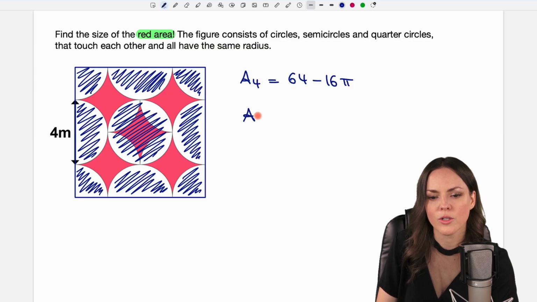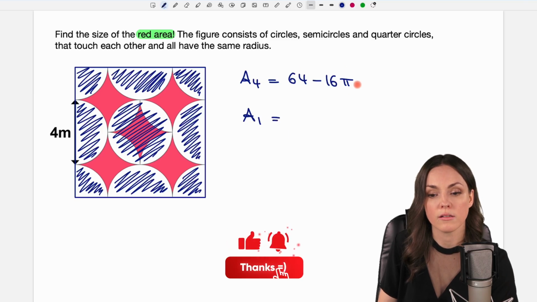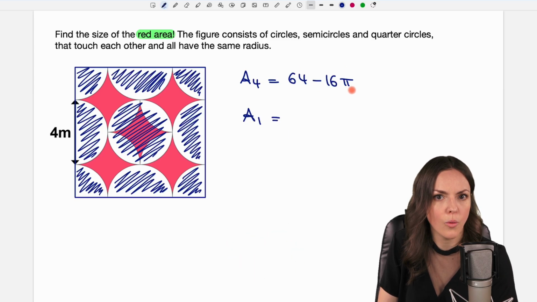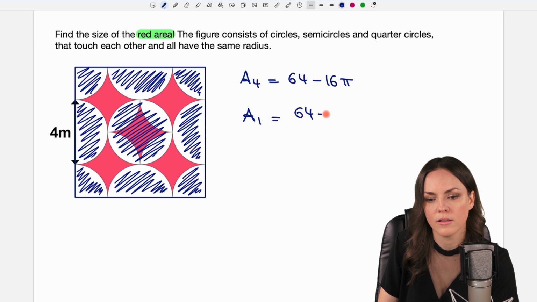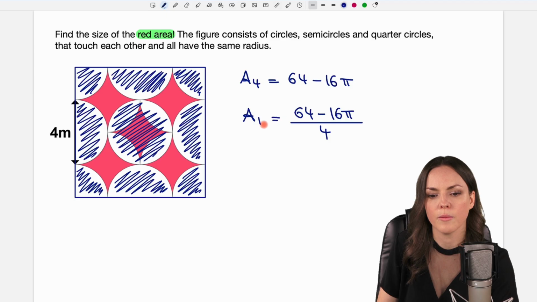I can maybe first just calculate the area of 1 star by taking my 4 stars and dividing it by 4, right? So I get the area of 1 star. So I take this number here and divide it by 4. What is it? Well, I have 64 over 4, which is 16. And then I have to do 16 over 4, which is 4, and the pi here as well. This is the area of 1 red star.